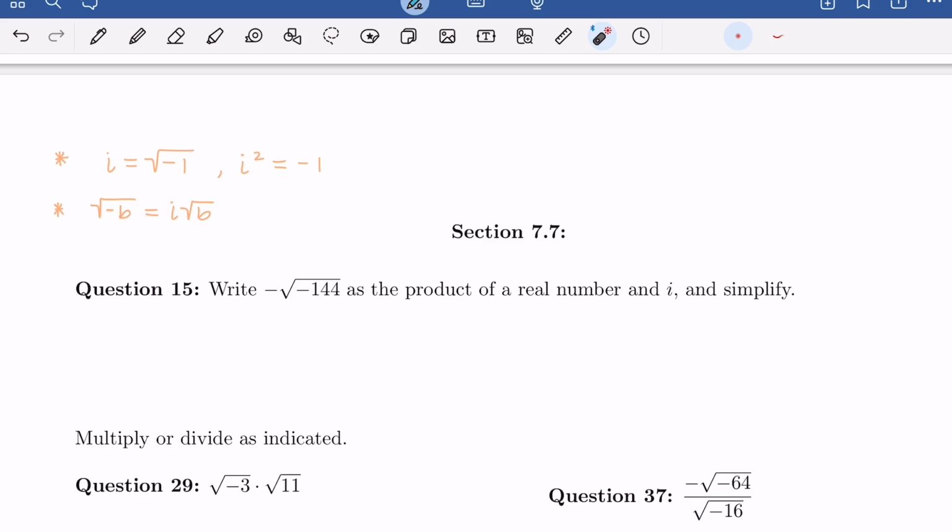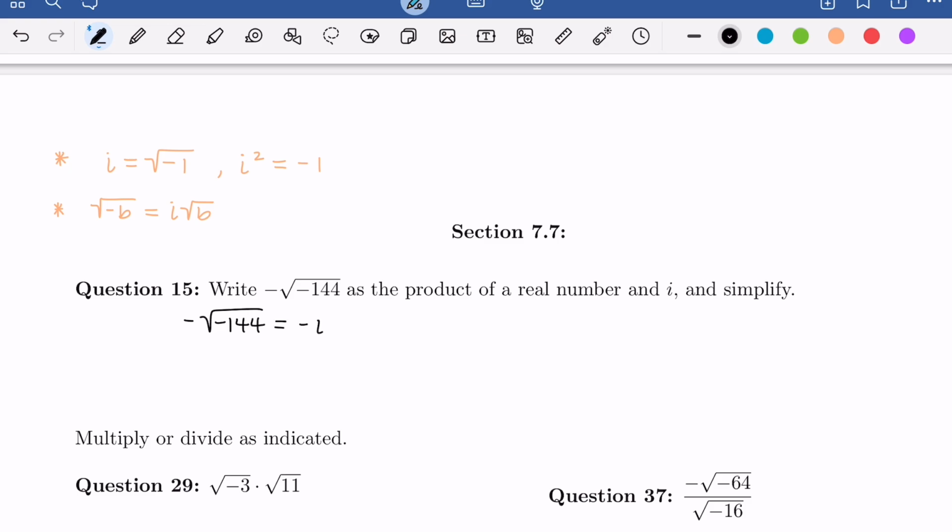This can be rewritten as i times the square root of negative b. And this is because, again, i is equal to the square root of negative 1. So we're going to use these properties here to do question 15. We want to write this as the product of a real number and i and then simplify it. So we have this guy here, and we can rewrite this as the product of a real number and i.